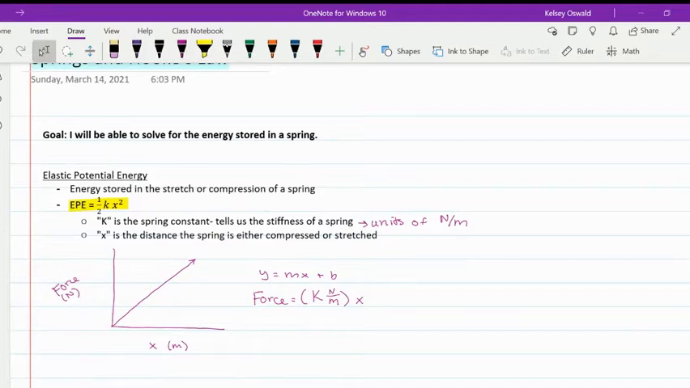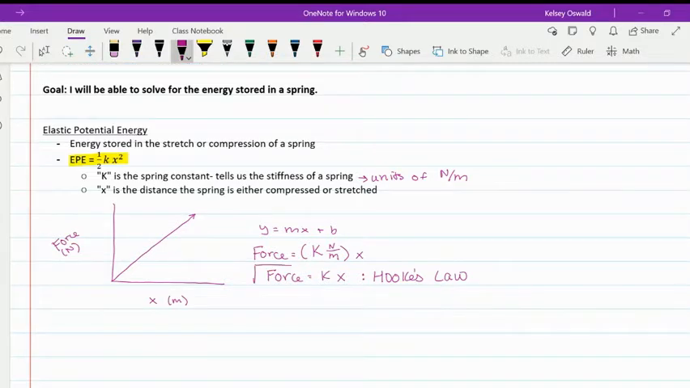And we can find that spring constant by solving for the slope of a force versus displacement graph when looking at a spring. And this relationship right here, that our force is equal to that spring constant times how far that spring is either stretched or compressed, is what we call Hooke's law. It's that relationship between the force we require and how far we want to deform it. So force is equal to that spring constant times how far that spring is either stretched or compressed.